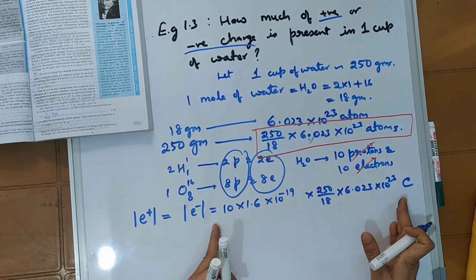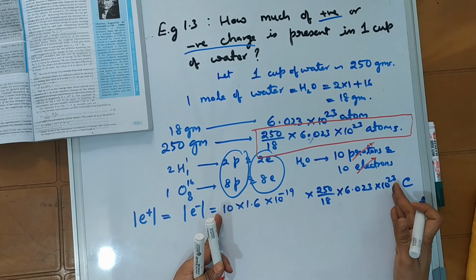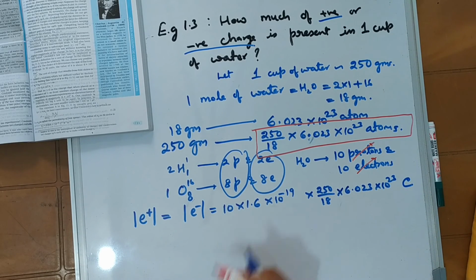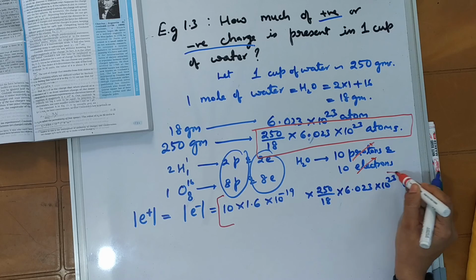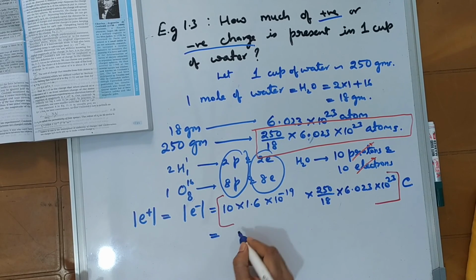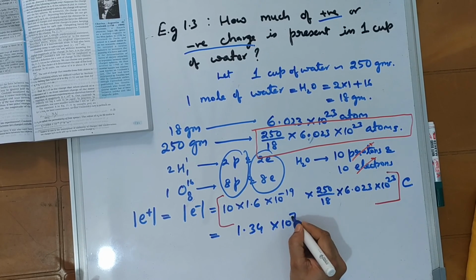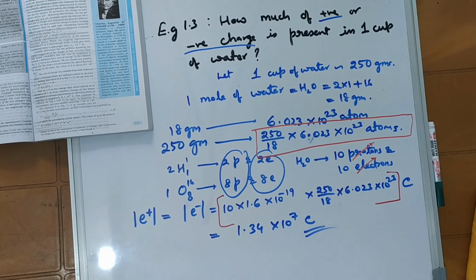So this much positive charge and this much negative charge is present in 1 cup of water, which if we calculate, we will get 1.34 into 10 to the power 7 coulombs. So this much positive charge and this much negative charge is present in a cup of water.